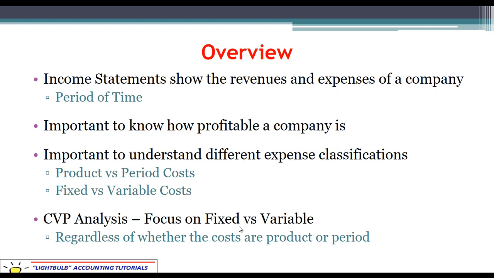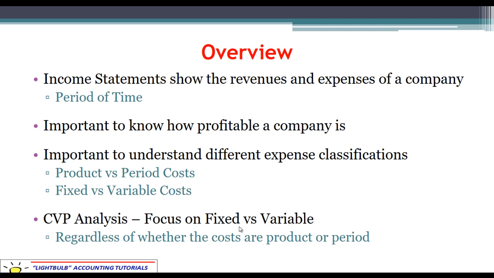So when we talk about an income statement, we're talking about a statement that shows the revenues and expenses of a company across a certain period of time. This period could be monthly, quarterly, annually, whatever the case may be. Now, we generally talk about the income statement in financial accounting from an external perspective. However, even internal users such as management need to know how profitable their company is, so they need to be familiar with this statement.